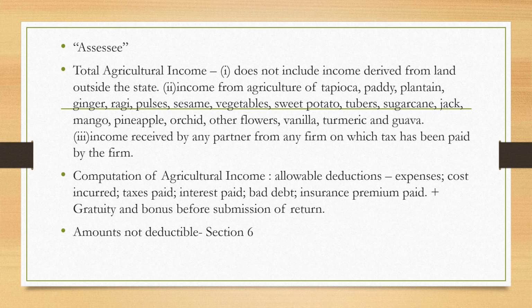Then the fourth one is that the agricultural income tax officer may disallow any deduction which seems unreasonable or in excess of the fair value normally incurred for such expenses and services. So that is with amounts not deductible.